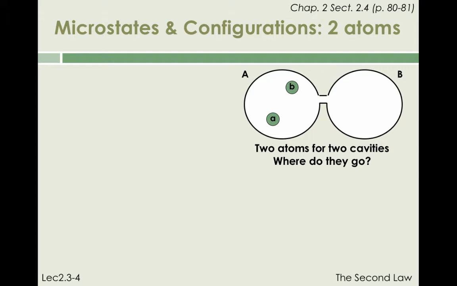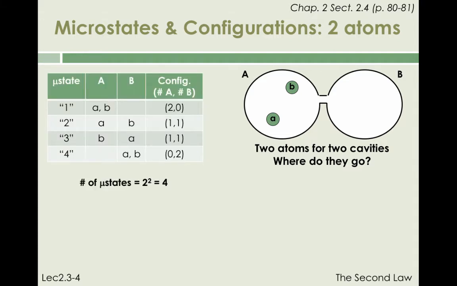We start our discussion with the partitioning of two particles named A and B. We can readily see that there are four possible cases. That is, four possible microstates. Microstate 1 corresponds to the situation where both particles A and B are in cavity A.